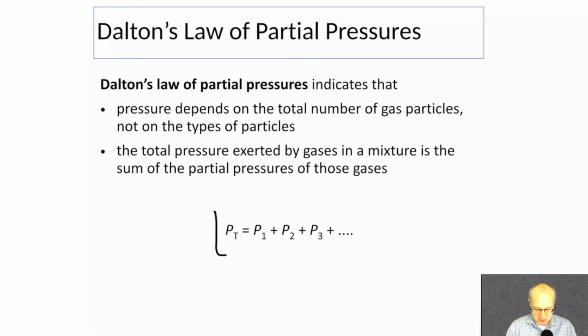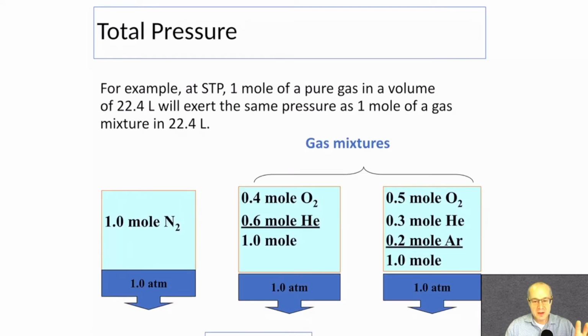So here's Dalton's expression for partial pressures. Just P total equals P1 plus P2 plus P3, and so on and so on and so on, depending on how many gases you have in the mixture. Okay? Very simple calculations. Now, first we have to understand what standard temperature and pressure is. Standard temperature and pressure, or also known as STP, is 0 degrees Celsius and 1 atmosphere.